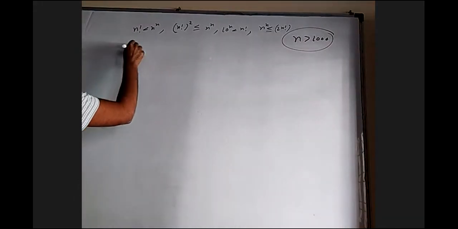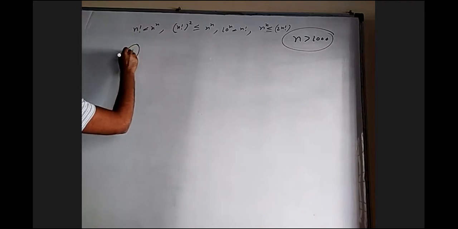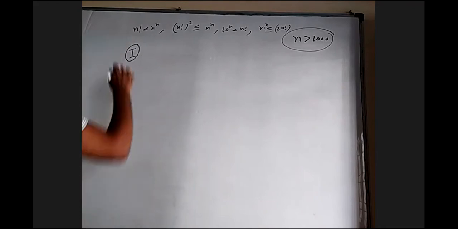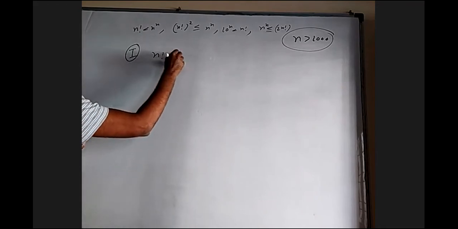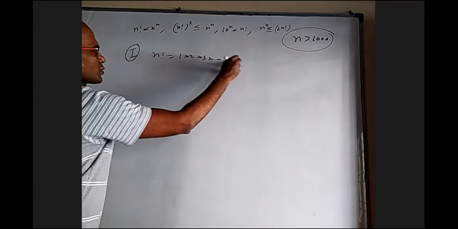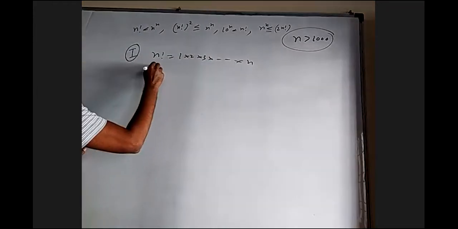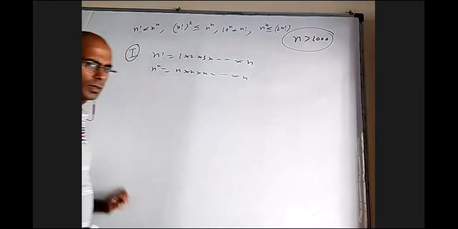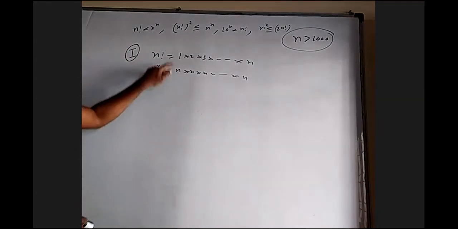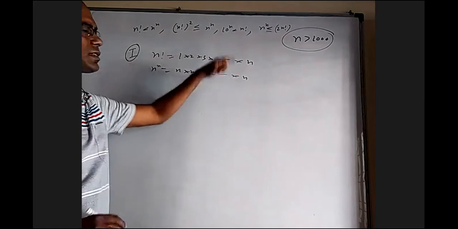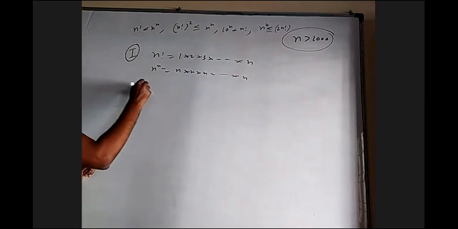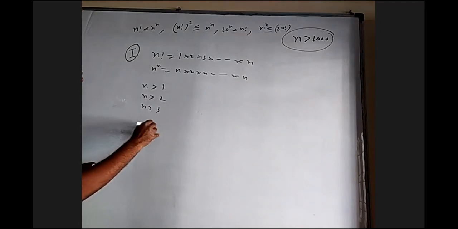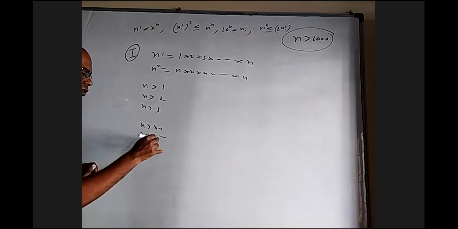Very first one, I think they gave this kind of symbol. That is not at all difficult, because n factorial means 1 into 2 into 3 and so on up to n, whereas n power n means n into n into n and so on up to n. Obviously, n is greater than 1, n is greater than 2, n is greater than 3, up to n greater than n minus 1, and n is equal to n.